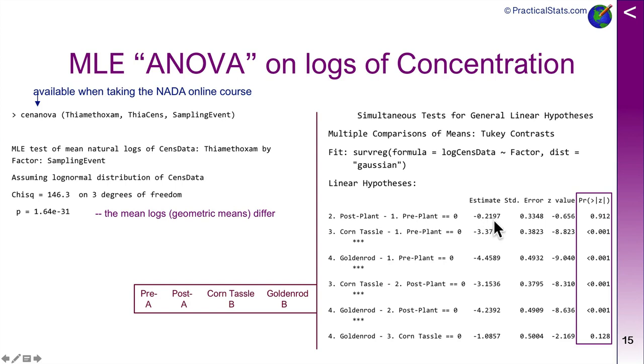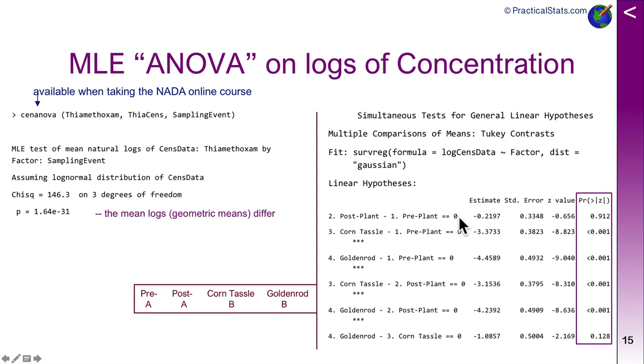Post-plant is smaller than pre-plant, so that's going to be negative. Is that different than 0 is what the procedure is estimating. The p-value is 0.9, which is much larger than 0.05, so it's saying that there's no evidence for a difference in these two means, that this difference is just noise.